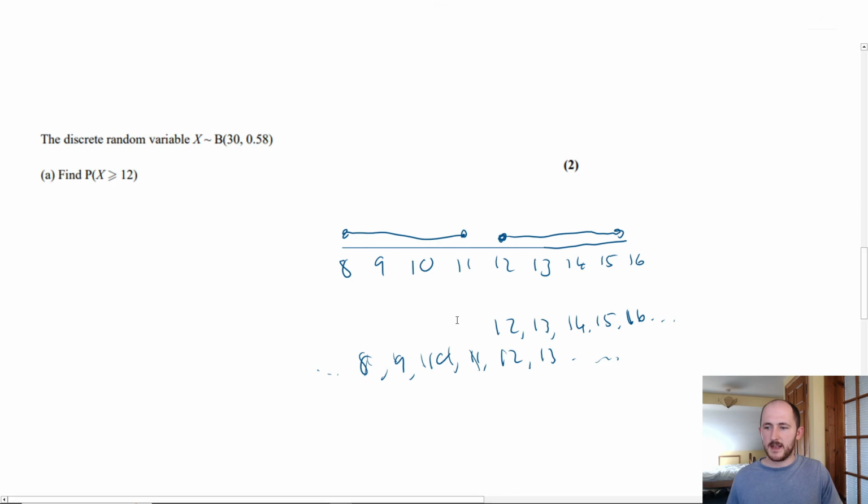So the best way to do that is, simply put, just do the probability of getting less than or equal to 11 and do 1 minus it.